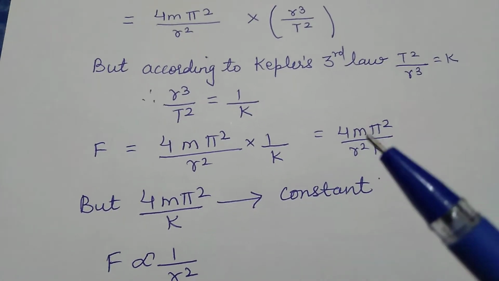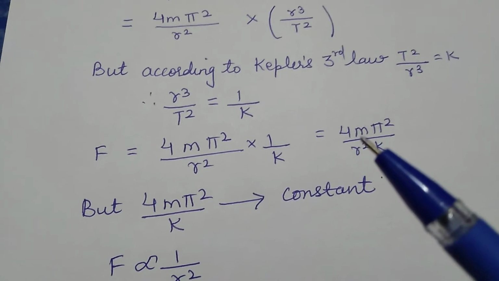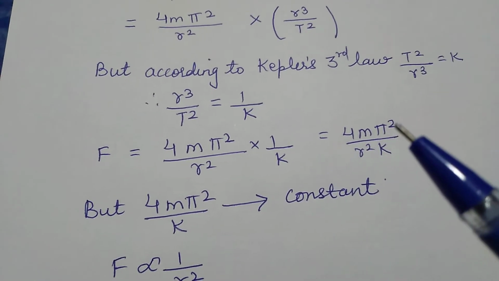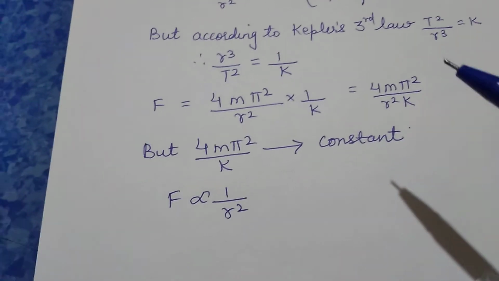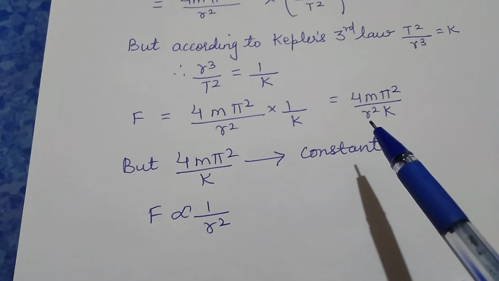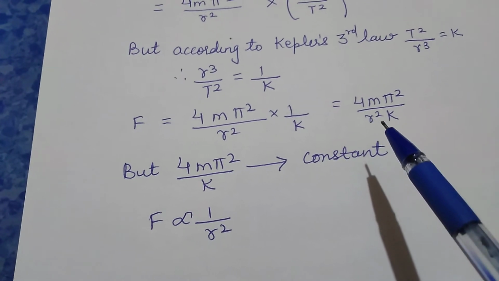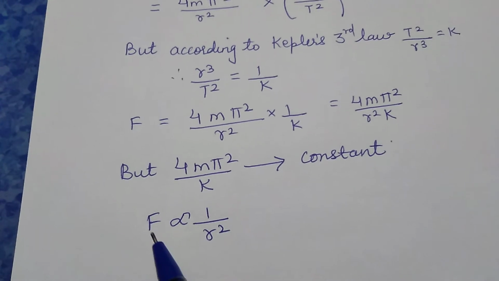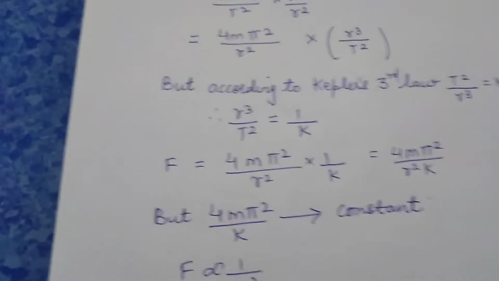Now this 4m pi square k, now 4 is a constant number. Mass of the planet will not change, so that is also constant. Pi square is also constant. And then you have k itself, which is constant. So this entire thing is constant. So what is changing is only your r. So that means f depends on r. And since r square is in the denominator, it means that it is inversely proportional. So we can write that force, the centripetal force, is inversely proportional to r square.